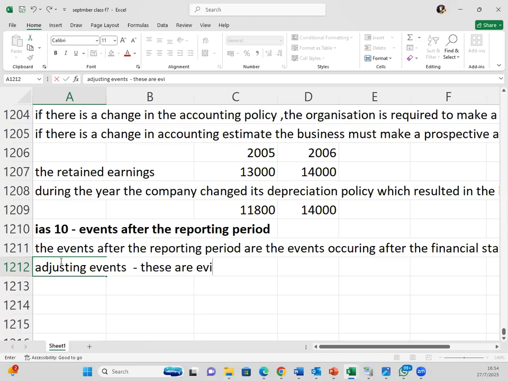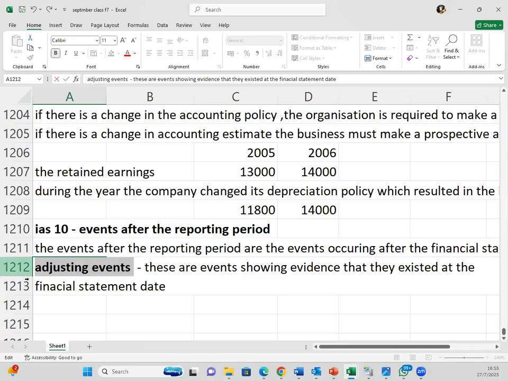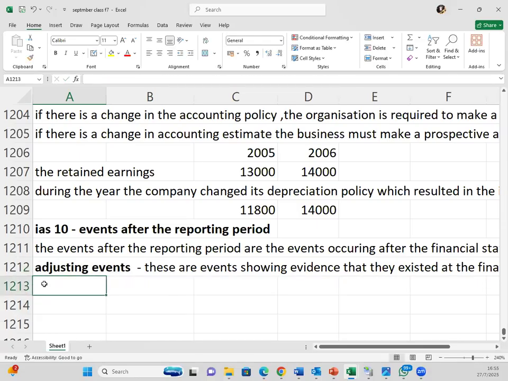If an event is said to be an adjusting event, these are events showing evidence that they existed at the financial statement date. So these events are showing that when we prepared the financial statements, they were existing. These events were present when the financial statements were prepared. So they were present at the financial statement date. These are adjusting events.